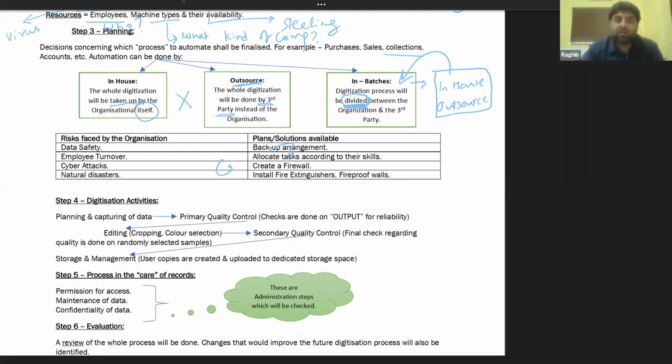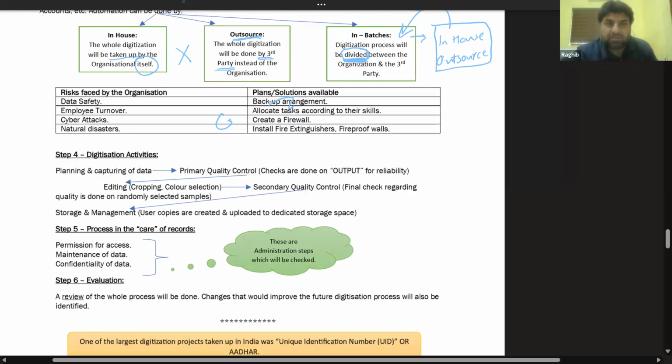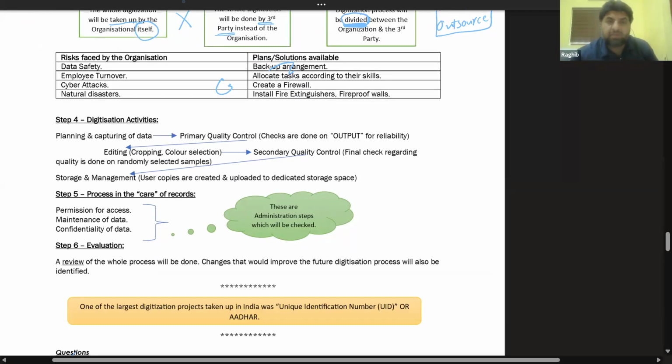Now, we were talking about the risks, right? We're talking about various risks, natural risk and unnatural risk and all. So at those times, how can the risk be handled by the organization? How are the solutions available? It is available in this table here. Now, see, first of all, data safety. How is the data safety? If you are facing the problem of data safety, then what do we have? We have backup arrangement, copies.